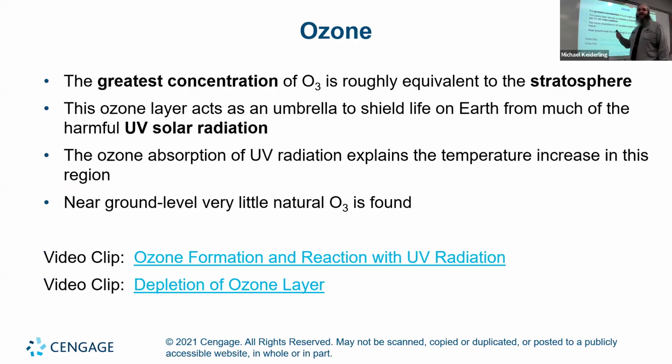And this ozone layer basically acts as a filter. It shields life on Earth from much of the harmful UV solar radiation. This is the kind of radiation that can break molecules apart, which could damage molecules in living things and give you cancer, because it can damage your DNA. But it's breaking molecules apart up in the upper atmosphere and getting absorbed. So the ozone absorption of UV radiation explains the temperature increase in this region, because that energy from ultraviolet light gets converted into heat.